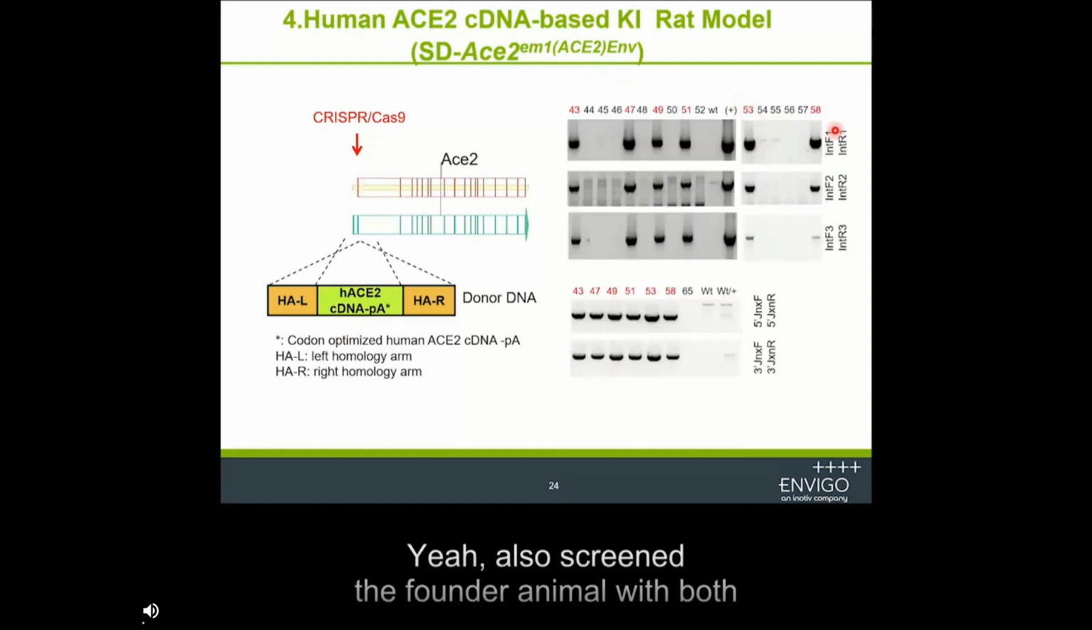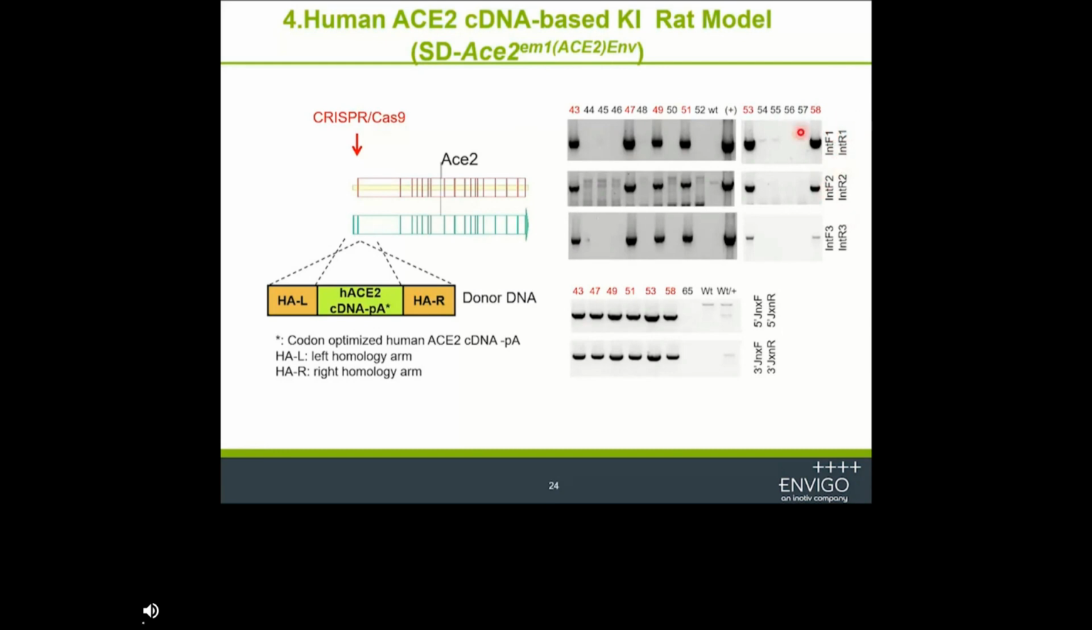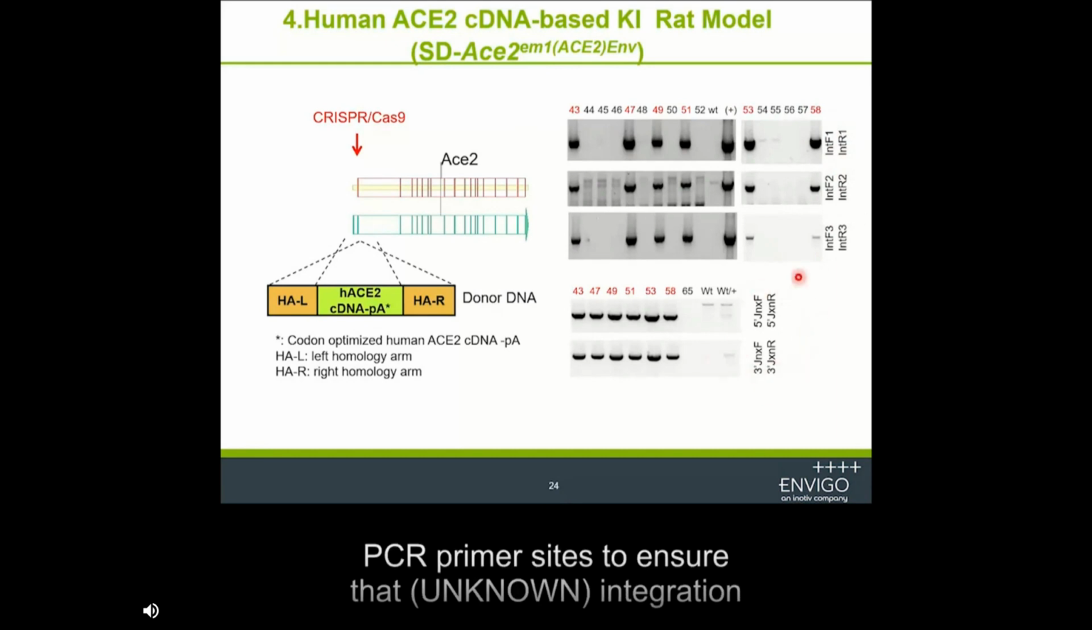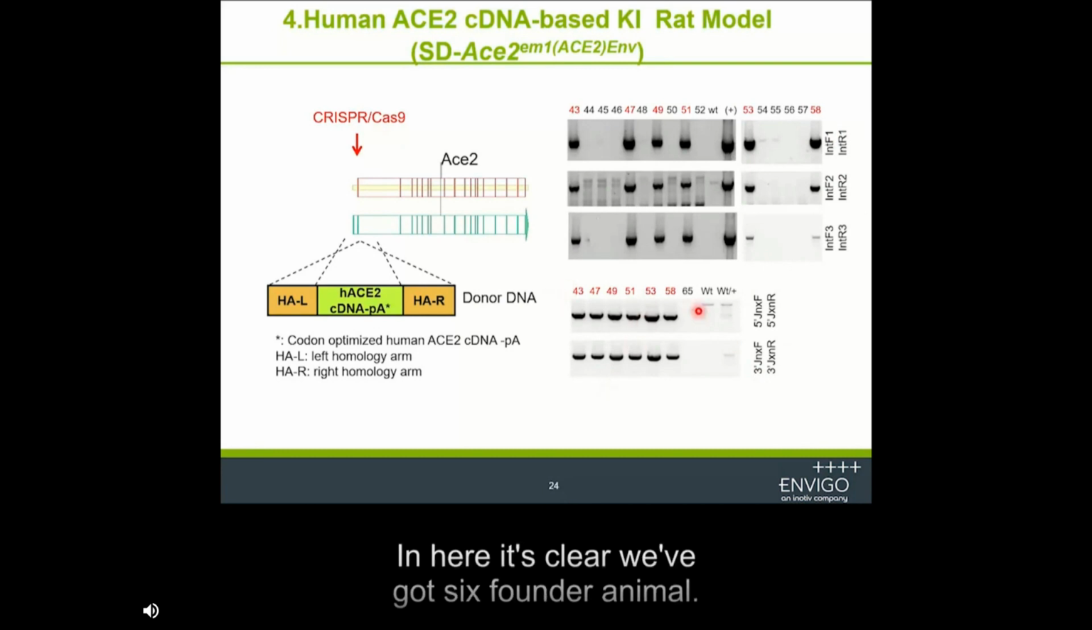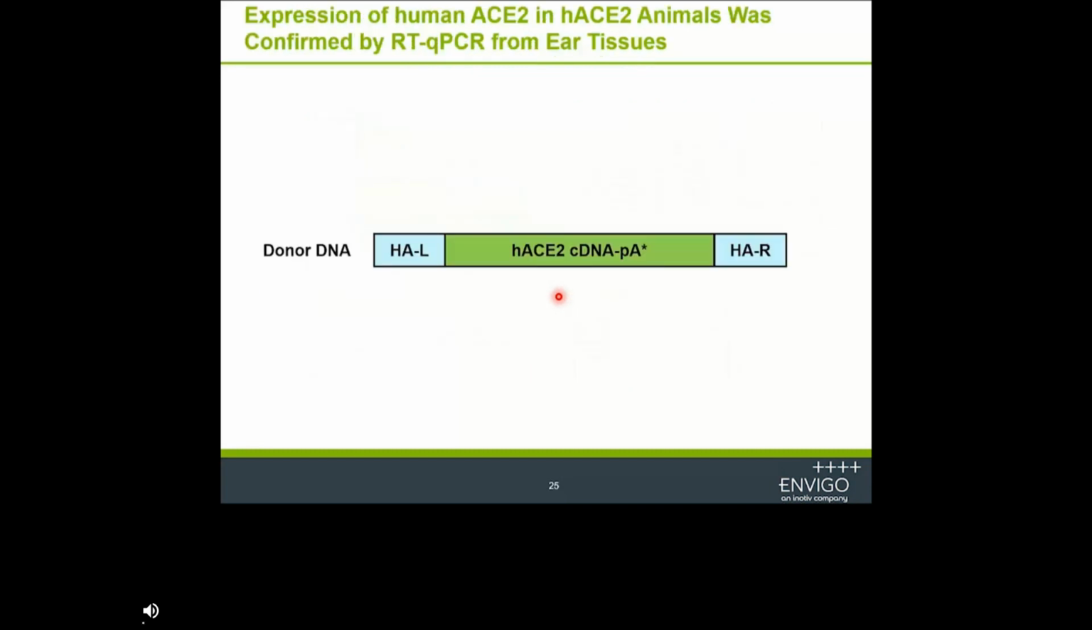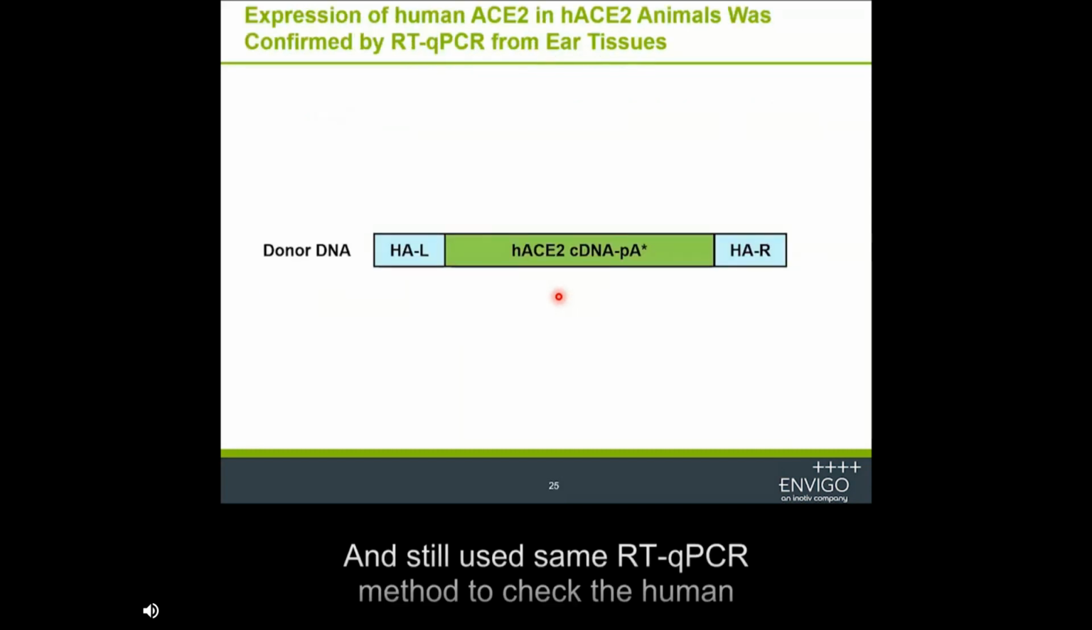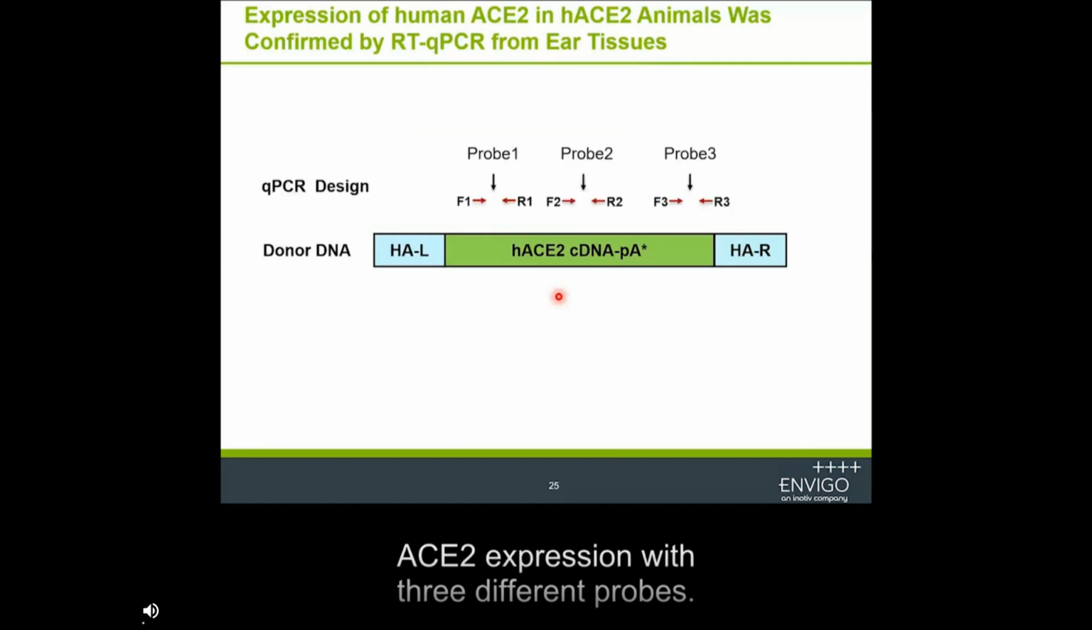We also screened the founder animals with both an internal PCR primer set and a junction PCR primer set to ensure that the integration is complete and also at the right location. Here it is clear we got 6 founder animals, and we still used the same RT-qPCR method to check the human ACE2 expression with 3 different probes.